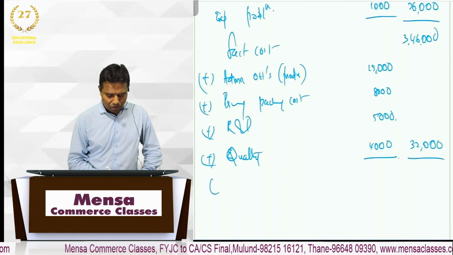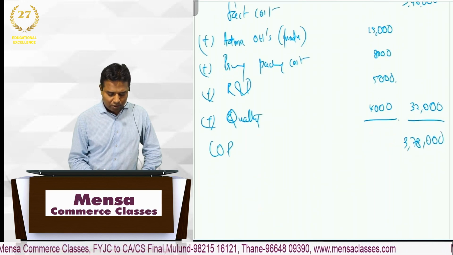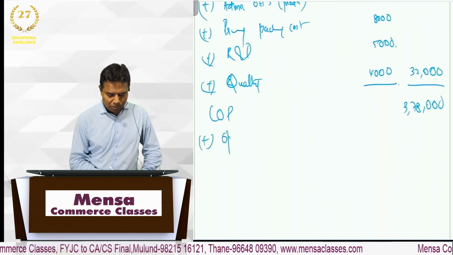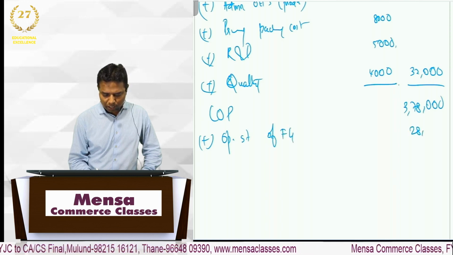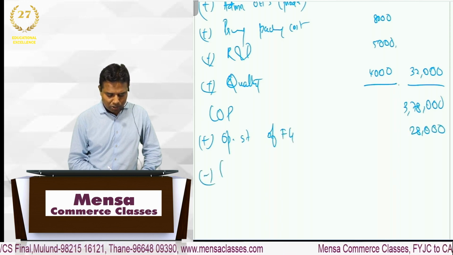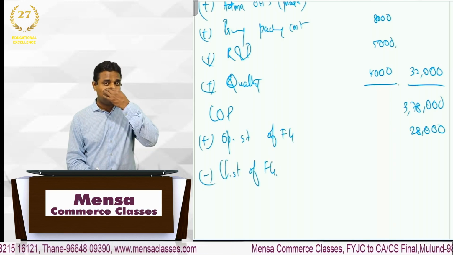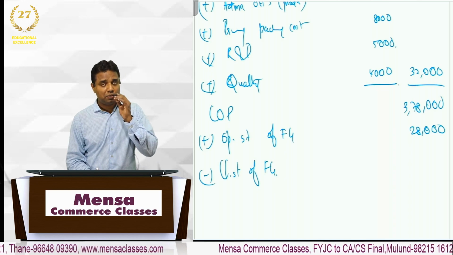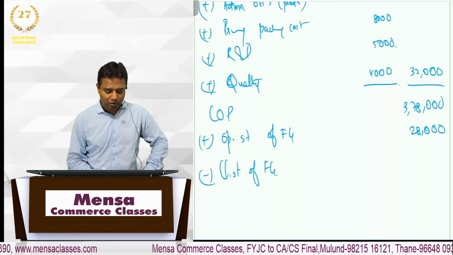So you'll have your cost of production 3,78,000. You'll add opening stock of finished goods, for which they had given us the amount 28,000, less closing stock of finished goods. They have clearly given an indication that they are going to follow first in first out. So opening stock has been sold, whatever is closing stock we are having out of cost of production.